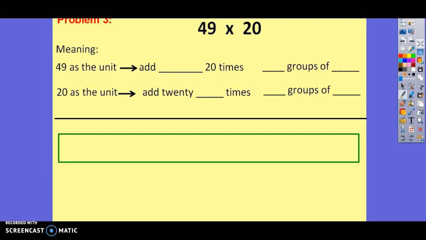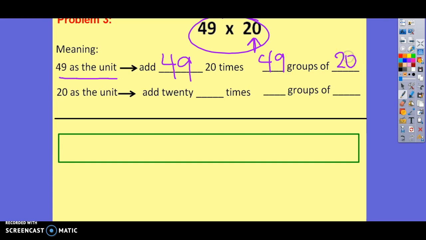Here's our next practice problem, and this one you're able to see at the top of the screen, 49 times 20. So 49 is the unit. How many times are we going to add 49? Well, we'd add 49 20 times. Or we would say 49 groups of 20. What if we have 20 as the unit? We would add 20 how many times? 49 times. We would say 20 groups of 49.